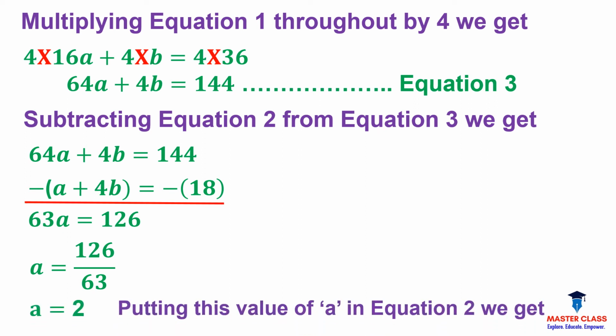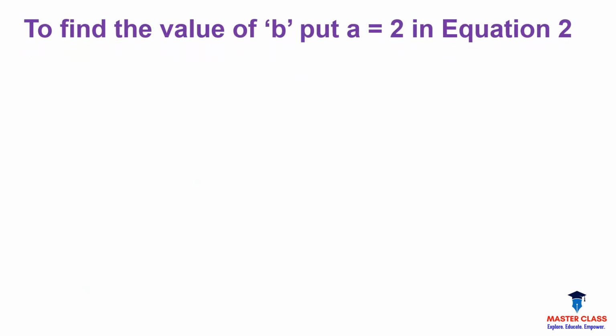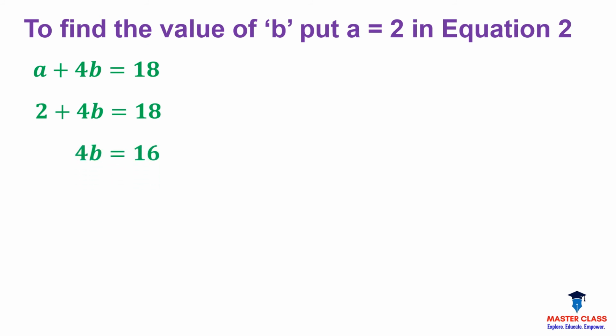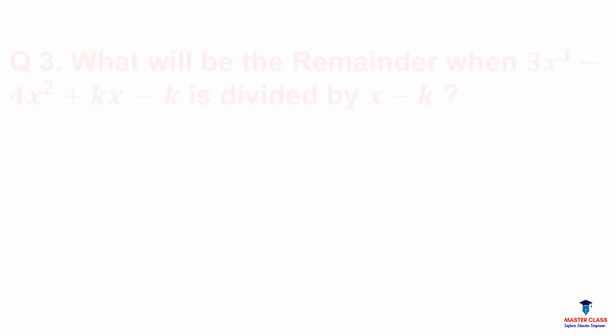Putting this value of a in equation 2, we get a plus 4b is equal to 18, or 2 plus 4b is equal to 18, or 4b is equal to 16. Therefore, b is equal to 16 upon 4, and now we can conclude that b is equal to 4. Our answer to this problem is therefore a is equal to 2 and b is equal to 4.